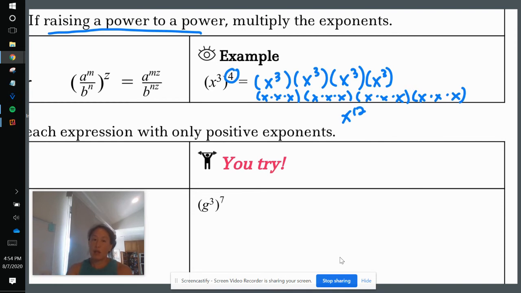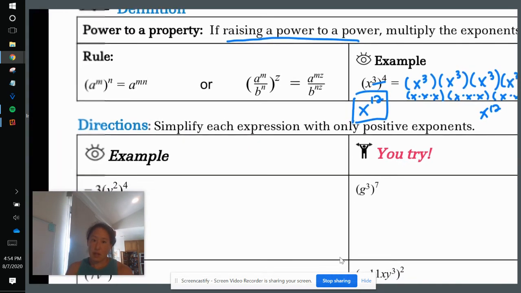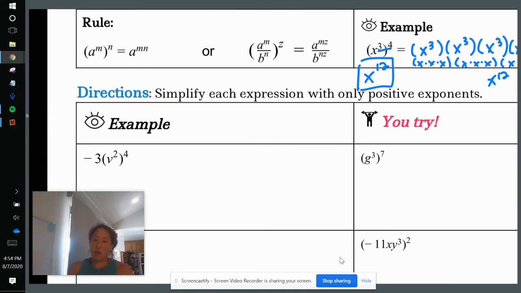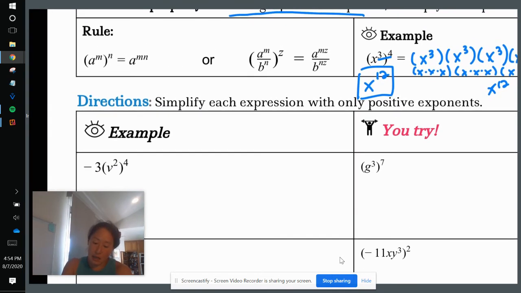Now the quick, fast way to do this is to go like this. There is no second base here, so I'm going to multiply 3 times 4. So this gives me x to the 12th. Matchy, matchy. This is the shortcut way. All right, so the rule is just that the outside exponent goes to both exponents on the inside.